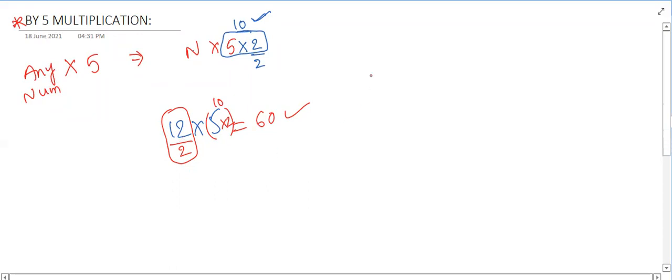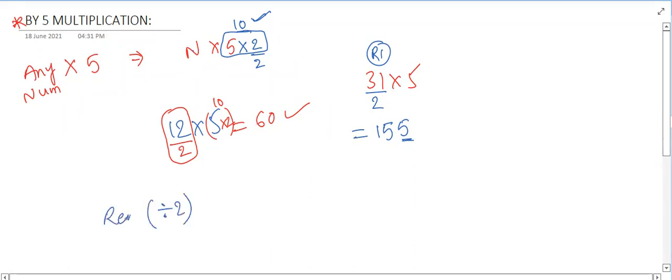Sir, what if the remainder is not 0? Like 31 into 5. Again, what we will do? We will divide this number by 2. Tell me, in 31, 2 goes how many times? 15 times with remainder 1. If 1 is the remainder, simply keep the last digit as 5. That's your answer. Any number when divided by 2, what are the remainder possibilities? Either 0 or 1. If you get remainder 0, last digit 0. If you get 1, last digit 5.